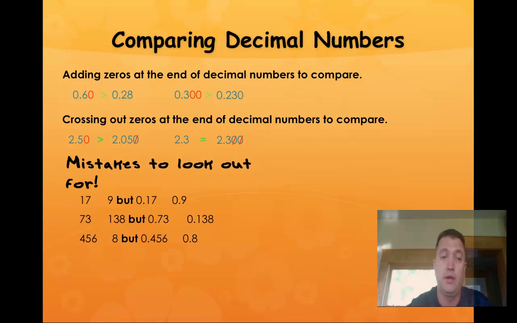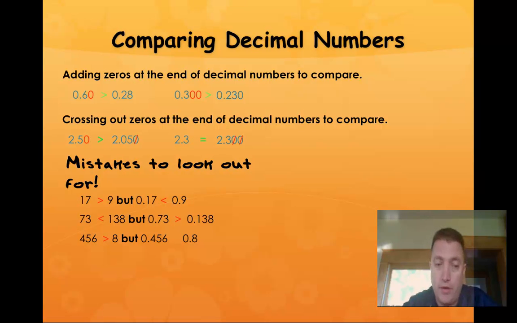So, when we're looking at 17 and 9, okay, we know that 17 is greater than 9, but 17 hundredths is less than 9/10, all right? Because now we're on the decimal side of that equation, okay? Remember, if we just put a 0 at the end of that 9 right now, that'd be 90, and this would be 17. Pretty obvious, all right? 138 is greater than 73, but 73 hundredths is greater than 138 thousandths.